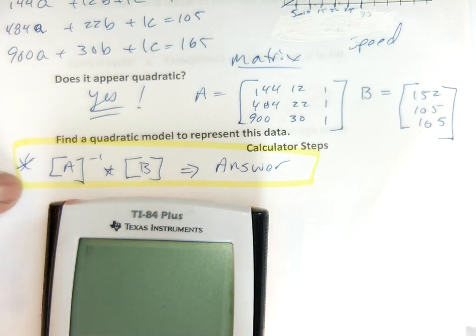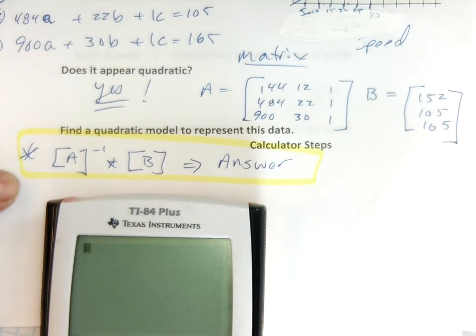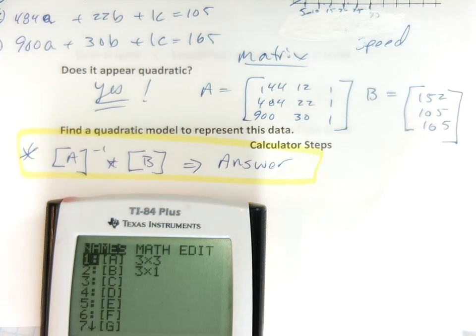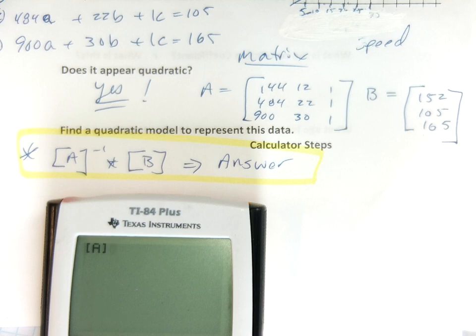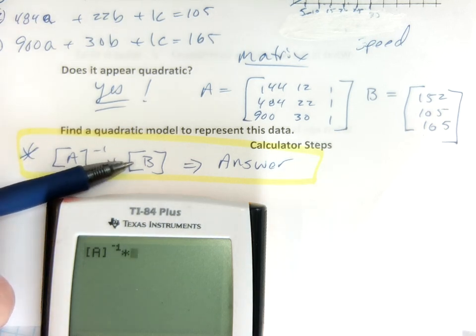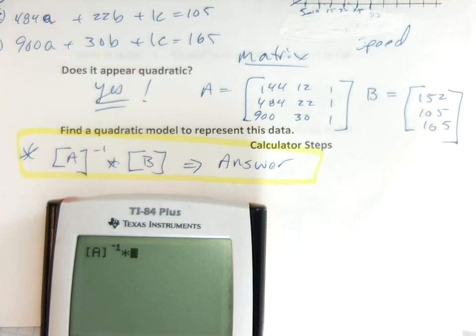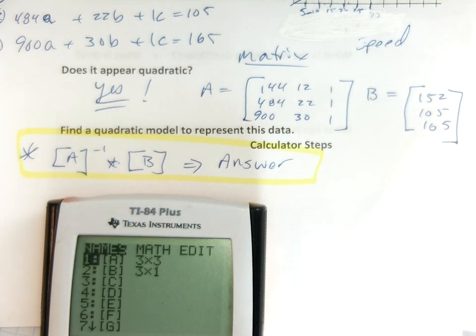I want to create this, so I got to go back into matrix and find matrix A. There it is. I found matrix A under names. That's the one I made, right? Boom. I want the inverse symbol, that's right there. I want times. And I need matrix B, which I'll find in my matrix. There's matrix B. That's the one I made. I don't have to recreate it. It's already made.